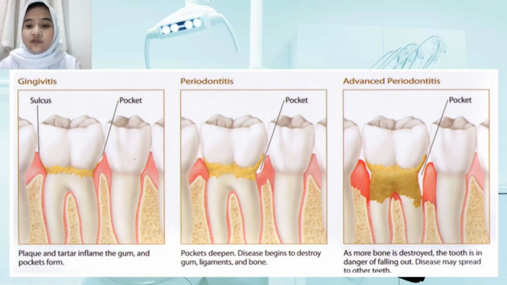We see that the pockets different from gingivitis and periodontitis. And last is advanced periodontitis. As more bone is destroyed, the tooth is in danger of falling out. Disease may spread to other teeth. The pocket is more open, so the attachment of teeth are less.